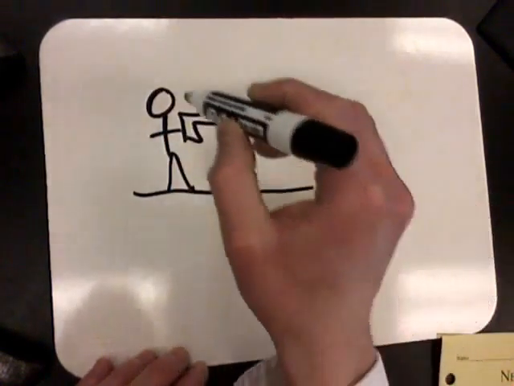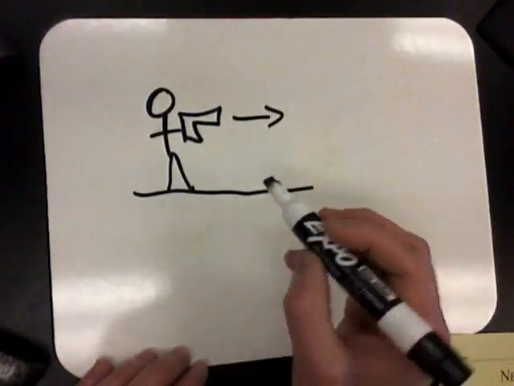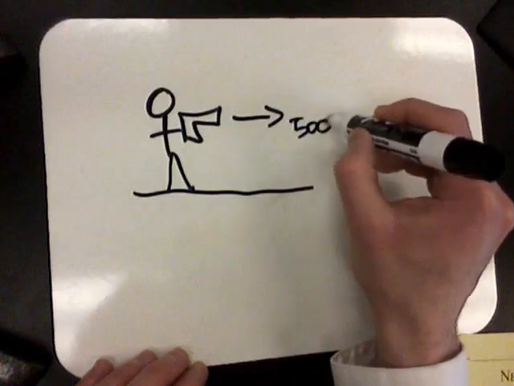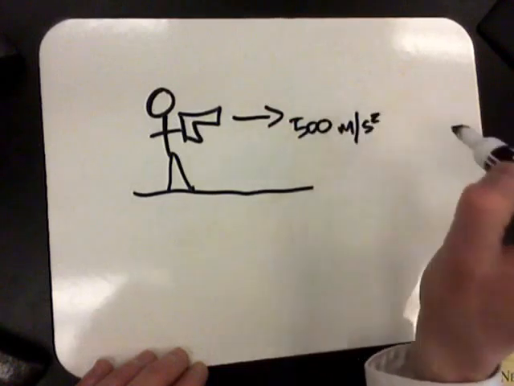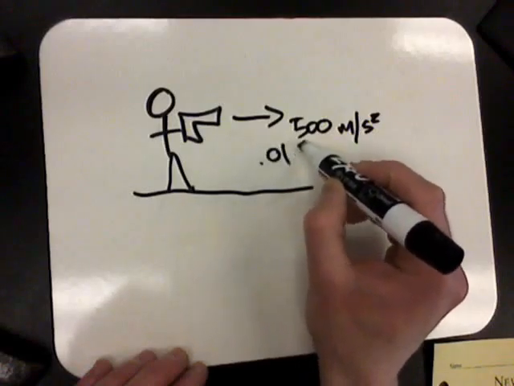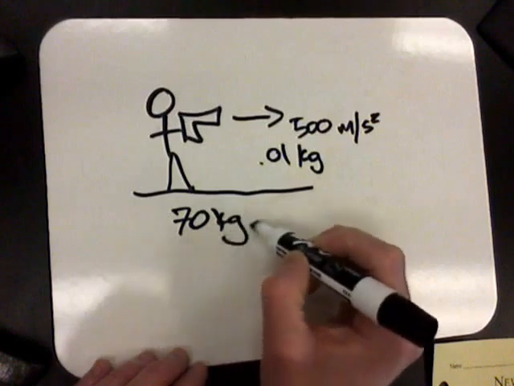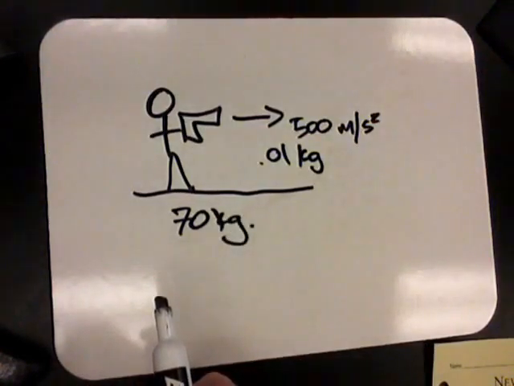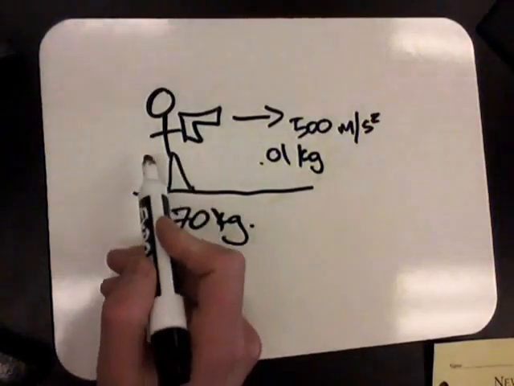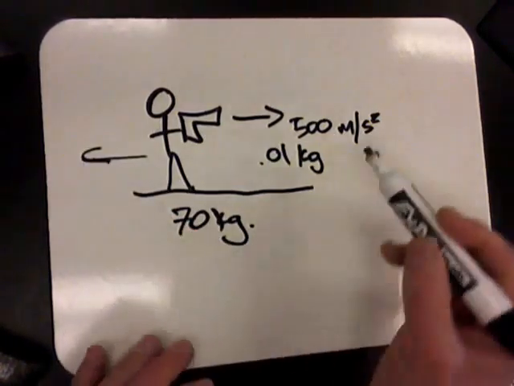There's the gun. We know the acceleration of the bullet, it's given in the problem, is 500 meters per second squared. We know the mass of the bullet is 0.01 kilograms, and we know the mass of the human is 70 kilograms, just like that. The question is, what's the acceleration of the person? Clearly in that direction. Well, here's what we know.